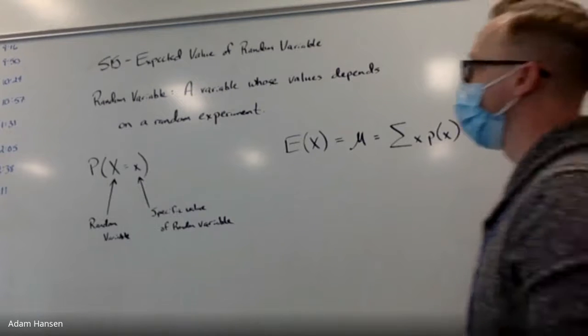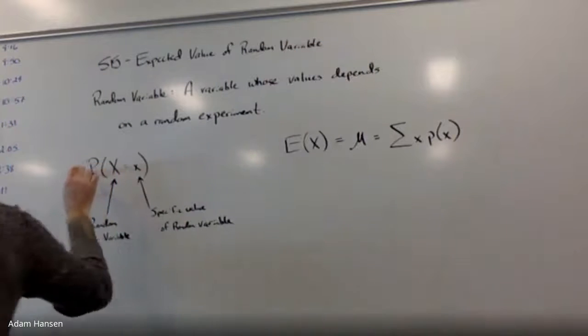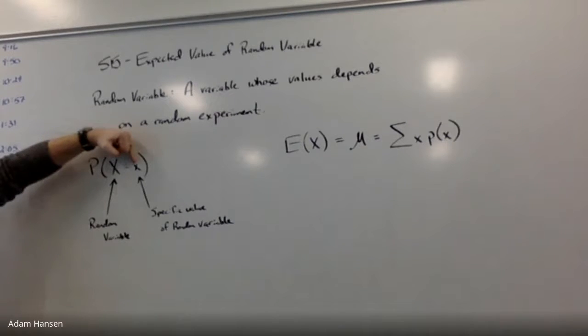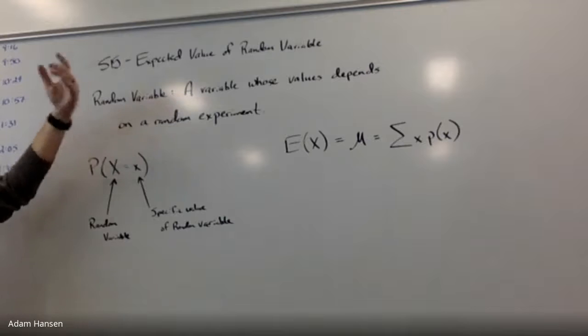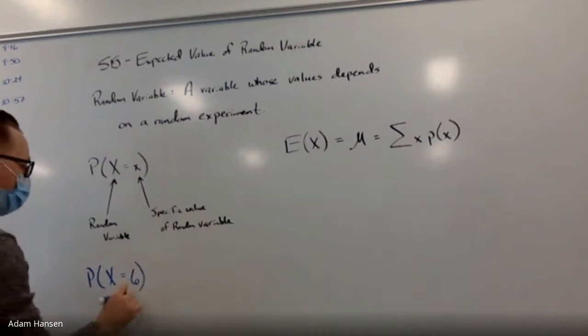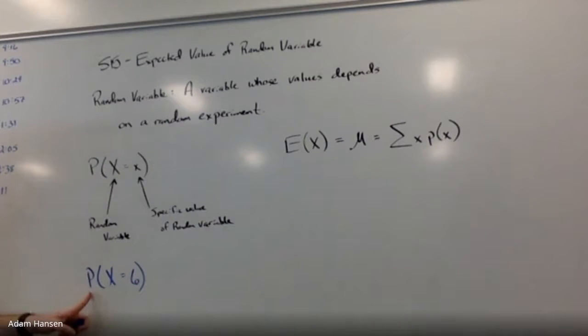Some notation here in this next row. Here's notation for the probability of a random variable. P for probability. I denote the random variable with capital X. The specific outcome of that random variable, the numerical part, is lowercase x. Going back to rolling a dice, the probability that my random variable is equal to 6. What's the probability that when I roll a dice, I get 6, is what this is trying to say.